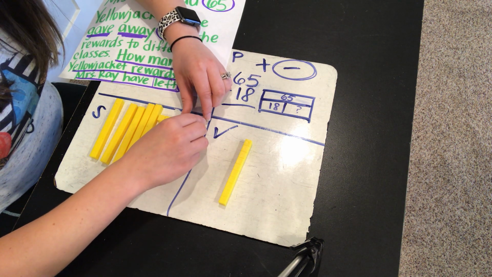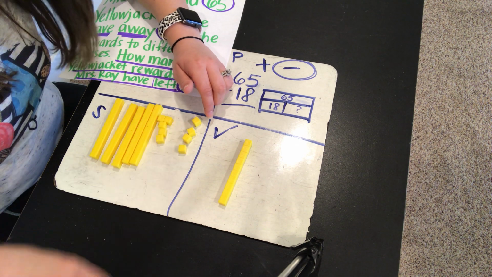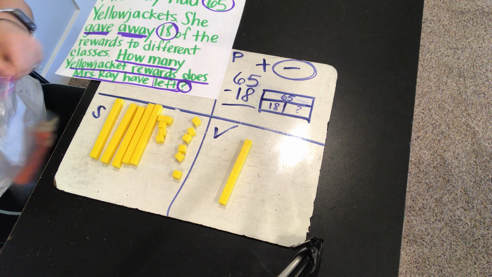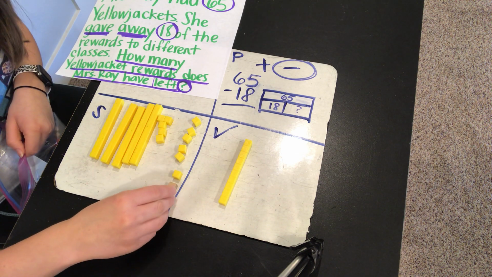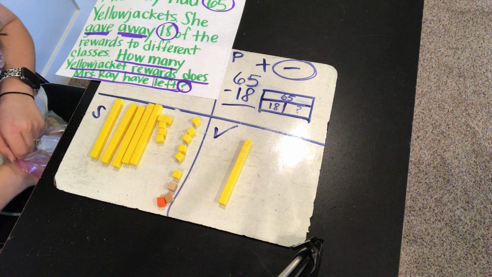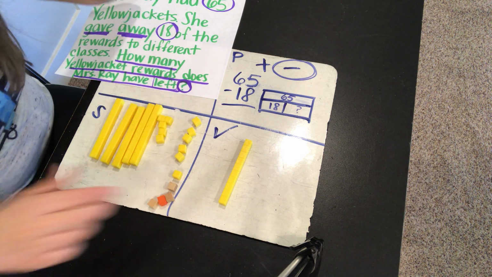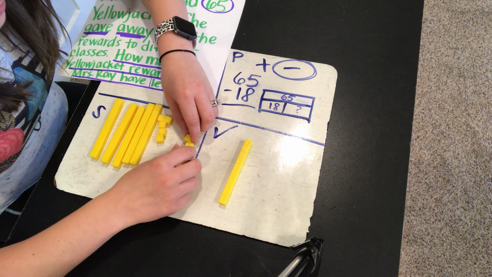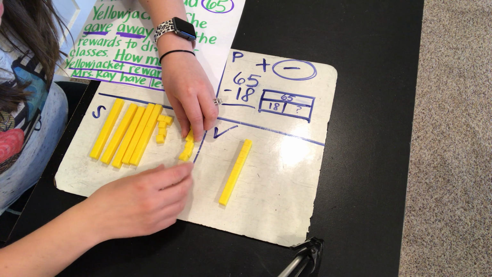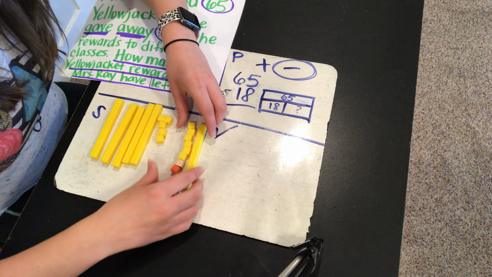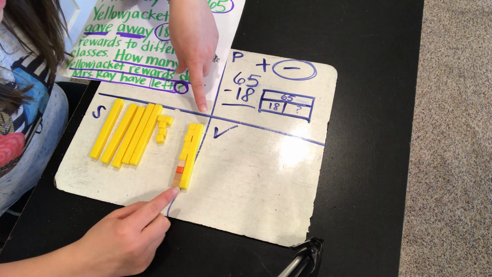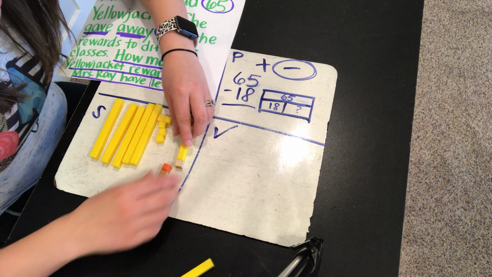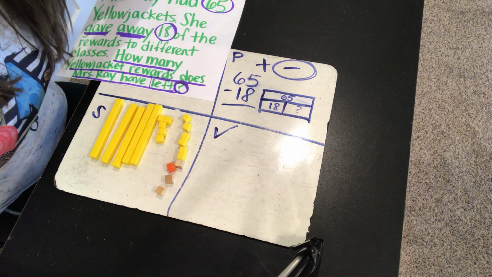I need 10 ones. 1, 2, 3, 4, 5, 6, 7, 8, 9, 10. So what I'm doing here, we know that 1 ten equals 10 ones, right? 1 ten is equal to 10 ones. So what I'm doing is just taking this 10 away and putting 10 ones in its place. And this is still 65.